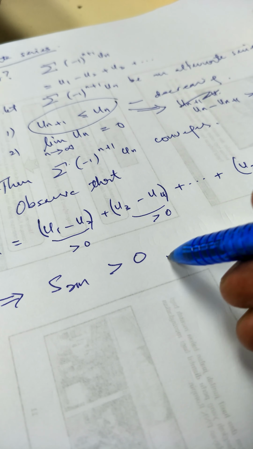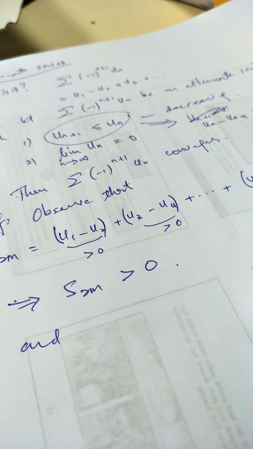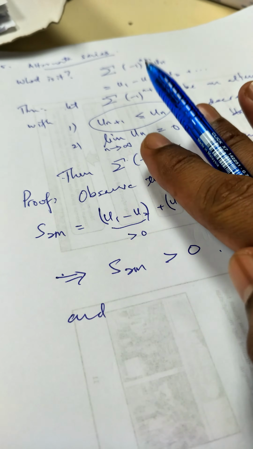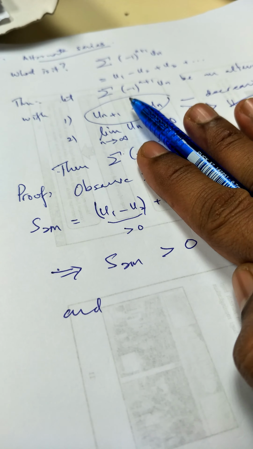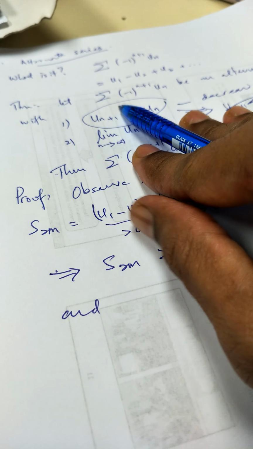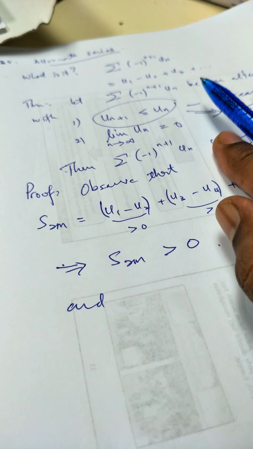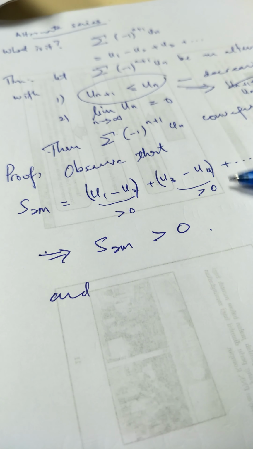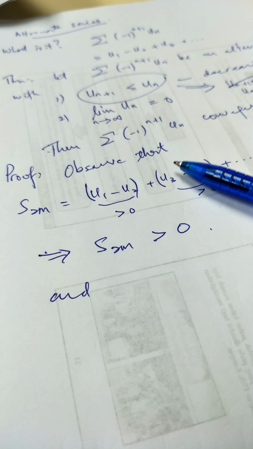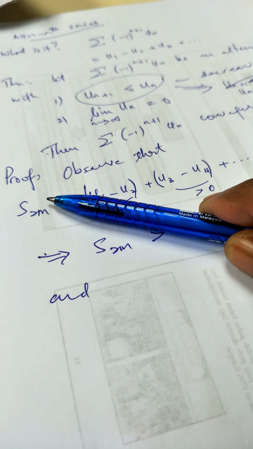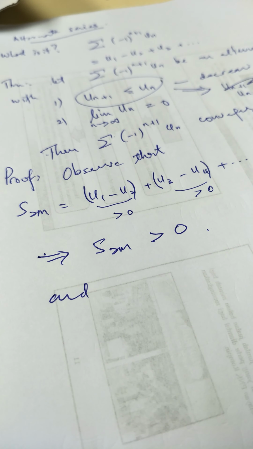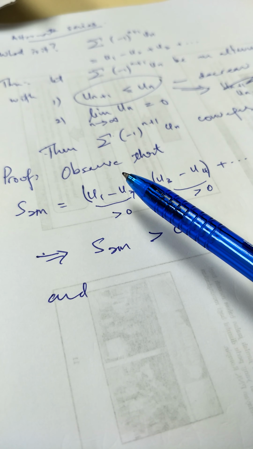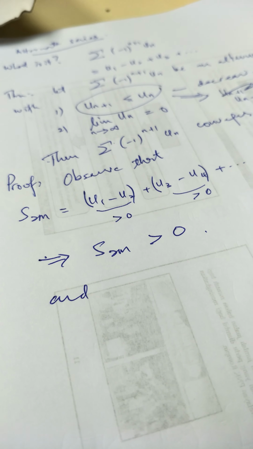We can also see that if you look at S2, that is u1 minus u2, a positive number. If we go to S4, we have that part positive and this part positive added, which means S4 is greater than S2, and it continues, so S2 is less than S4, less than S6 and so on. I hope you can see those.